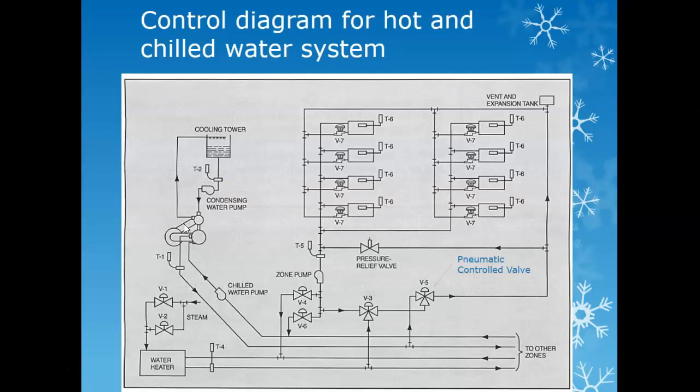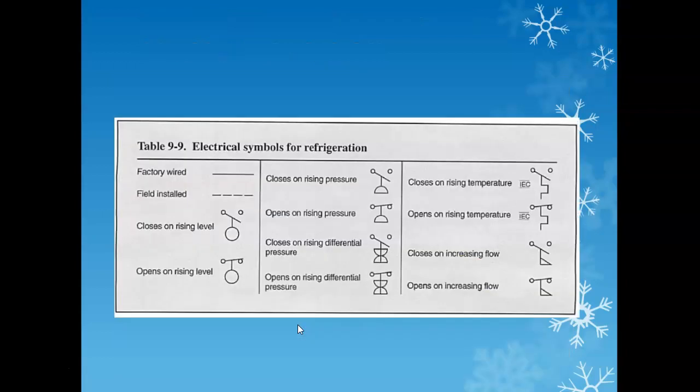Control diagram for hot and chilled water system. So you have different valves everywhere. This is the hydraulic and pneumatic controls for the system. And then you have the electrical symbols for the refrigeration system.